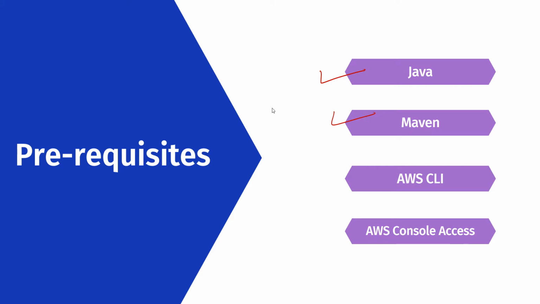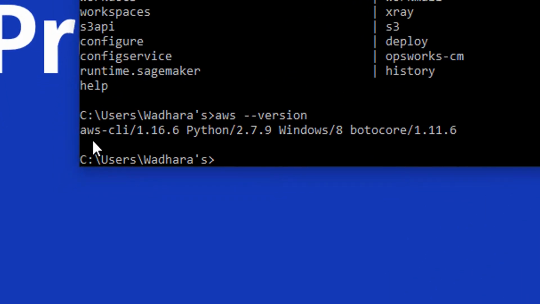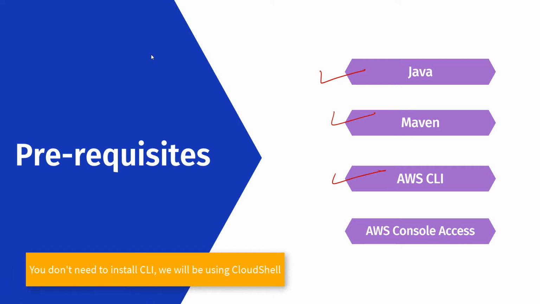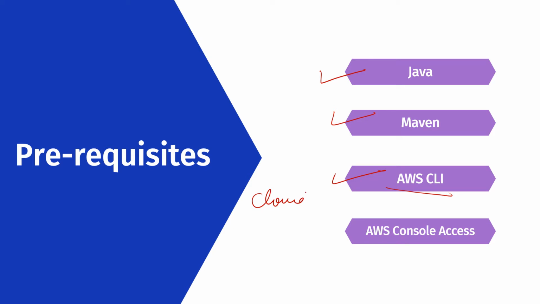Stay tuned for that. And the third thing is you should have AWS CLI on your machine. Now you can see I have AWS CLI version 1 installed. I think recently AWS released AWS CLI version 2 also. Even if you don't have AWS CLI, we can use Cloud Shell also to run our CLI commands.